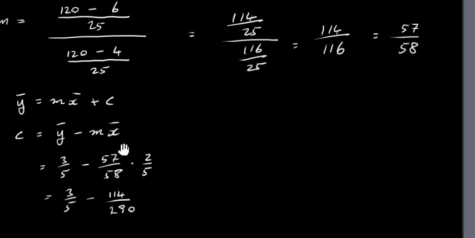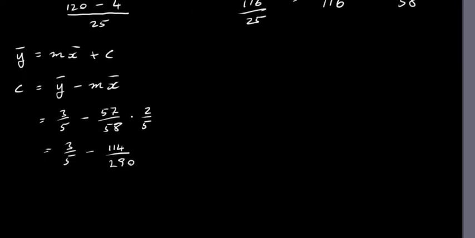Okay, so let's do this. I'll do this quickly on my calculator here. So we've got 3/5, and then we want to subtract 114 over 290. That'll give us 6 over 29. So that's roughly 0.207.